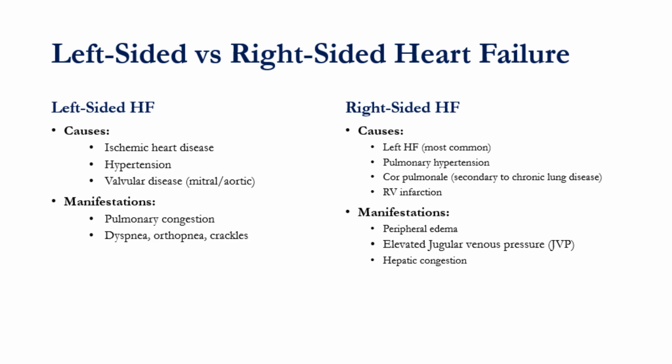Left-sided heart failure is most commonly caused by ischemic heart disease, hypertension, or valvular abnormalities. Elevated left ventricular pressures lead to pulmonary congestion, causing dyspnea, orthopnea, and pulmonary crackles. Right-sided heart failure may result from left-sided failure, pulmonary hypertension, or right ventricular infarction. It causes systemic venous congestion, manifested by peripheral edema, elevated jugular venous pressure, and hepatic congestion.